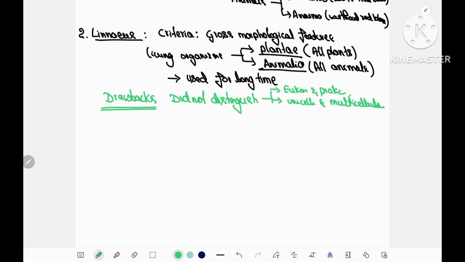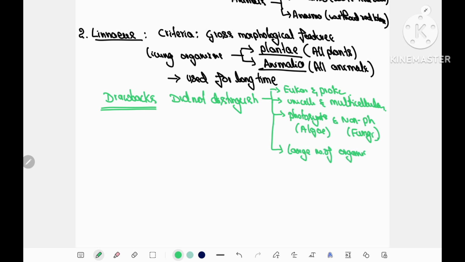It did not distinguish between eukaryotic organisms and prokaryotic organisms, as well as unicellular and multicellular organisms, and it did not distinguish between photosynthetic algae and non-photosynthetic fungi into 2 different organisms. They are considered as one and they are classified in kingdom Plantae, and a large number of organisms did not fall into either of the groups.